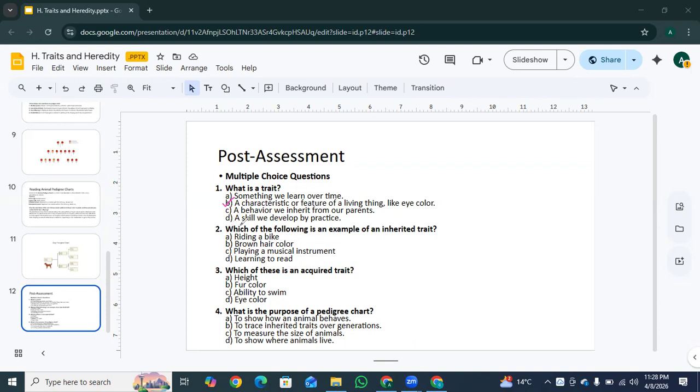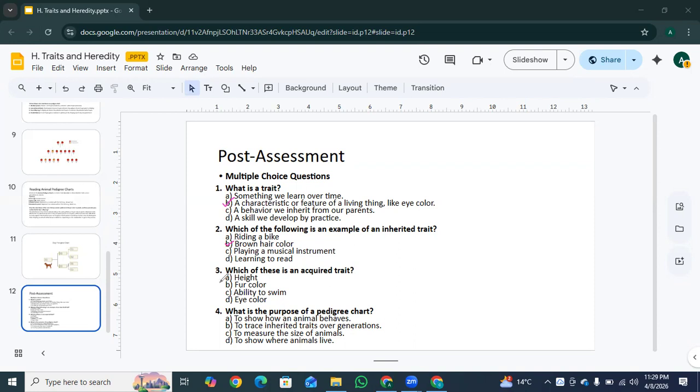So the second one is, which of the following is an example of an inherited trait? Riding a bike, brown hair color, playing a musical instrument, or learning to read? Yes, brown hair color. Because you are born with your hair color because it comes from your parents' genes. Riding a bike, playing music, or reading are all things you have to learn.